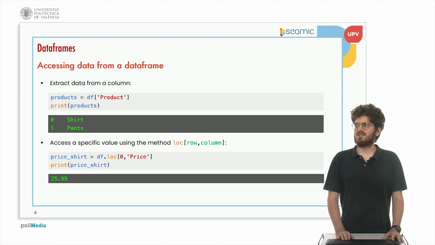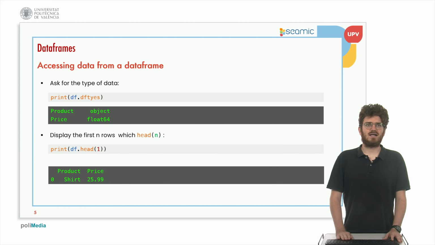You can also access a specific location in the data frame using the loc method for location, signaling the row and column you want to access. For example, if we want to know the price of product 0, we can find out that it's $25.99, that it corresponds to the shirt.